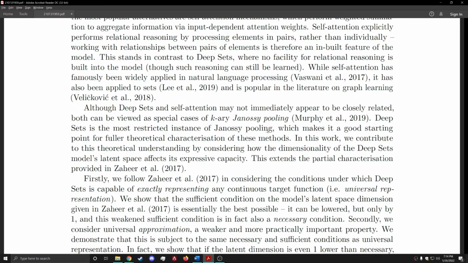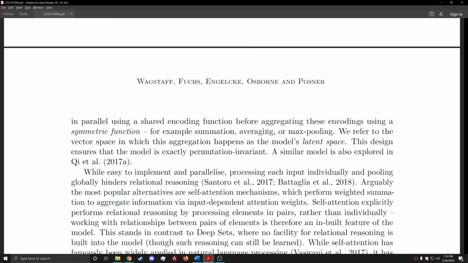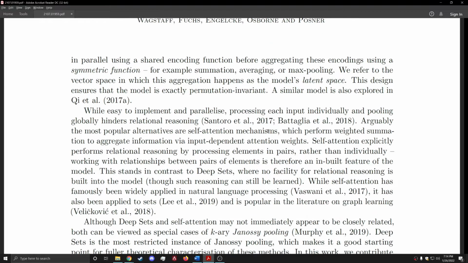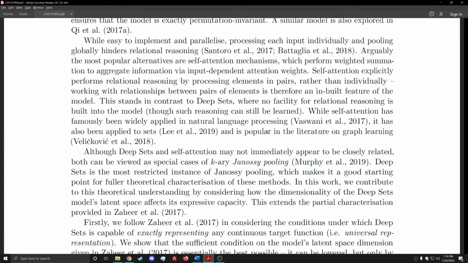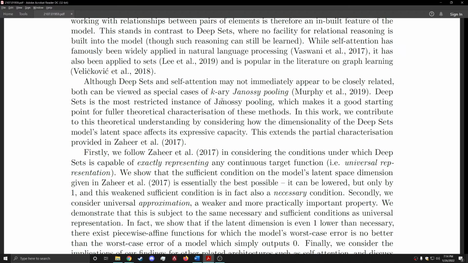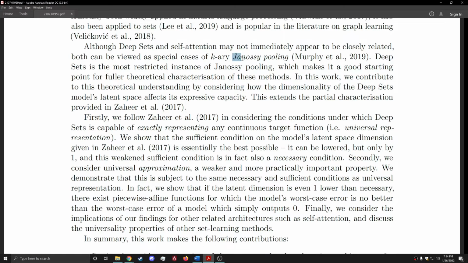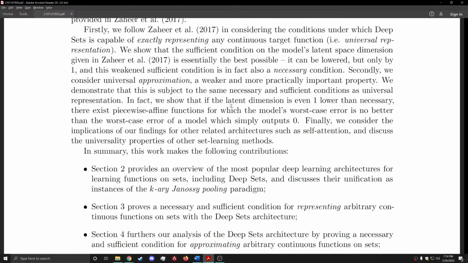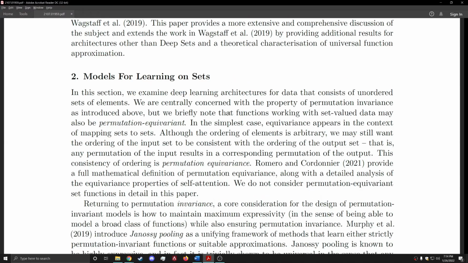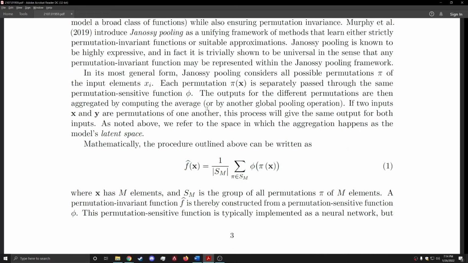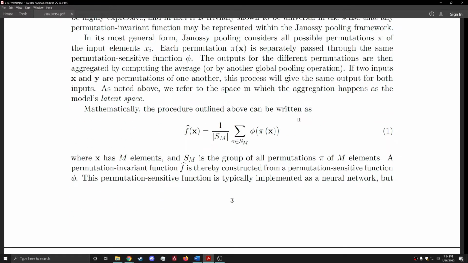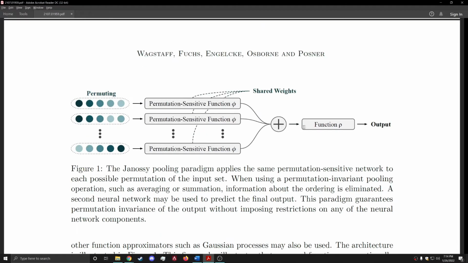So the first thing that we're going to want to do is talk about deep sets. Deep sets is the tool we're going to be using throughout the entire paper. So what is deep sets? Well, in order to introduce deep sets, we need to talk about Janossy pooling. Let's scroll down. Here we go. Janossy pooling. So let's define Janossy pooling. Here is an image of Janossy pooling.